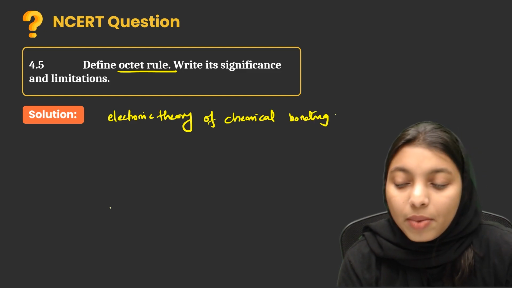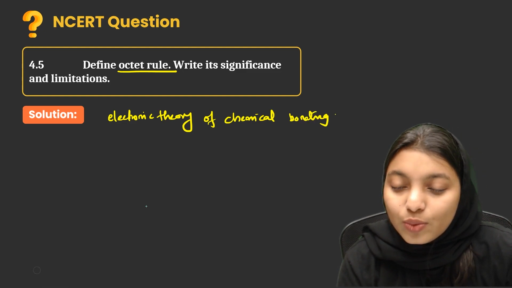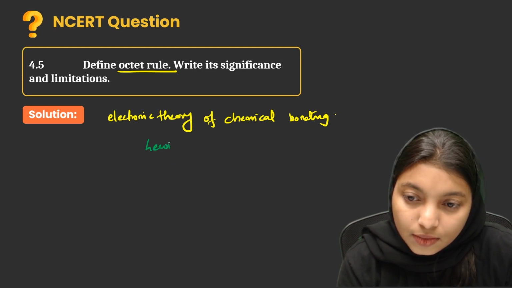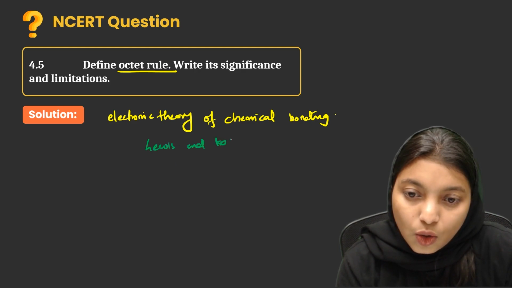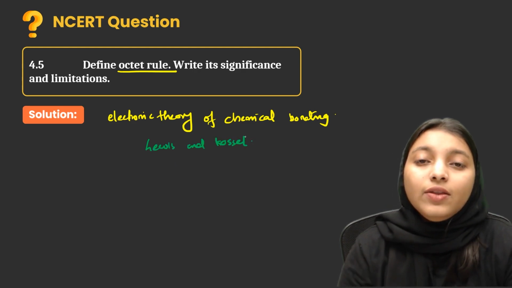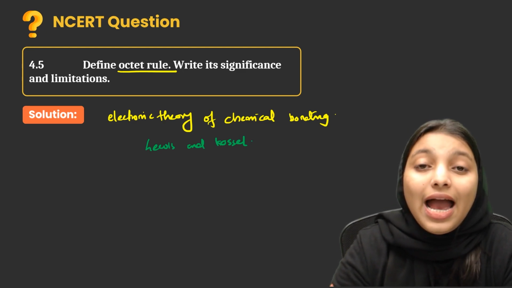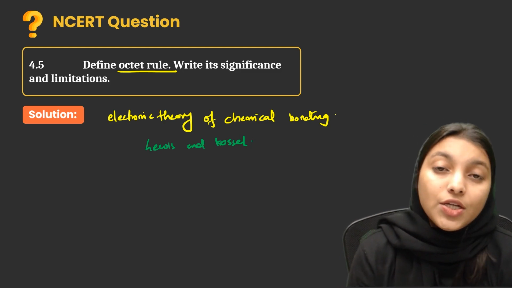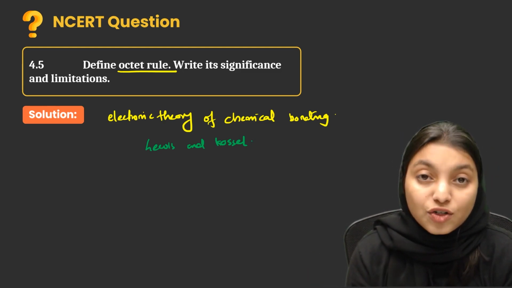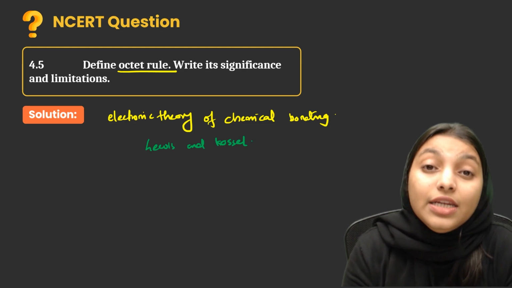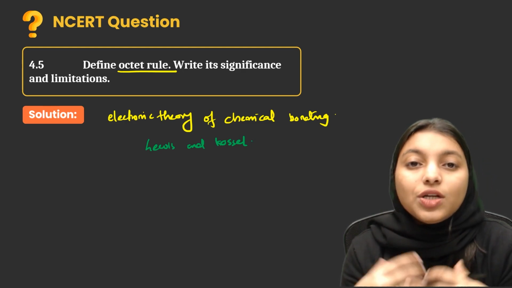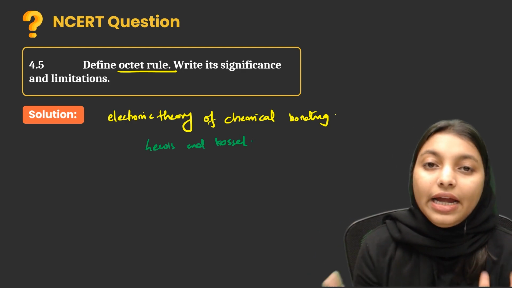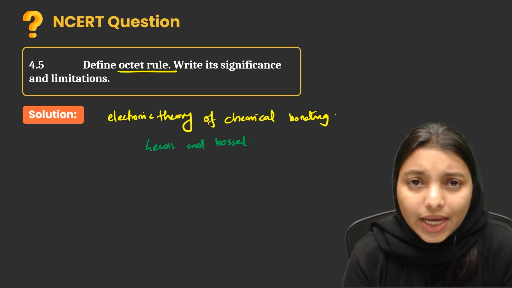It was given by the two scientists Lewis and Kossel. Lewis and Kossel have given this theory. So according to this theory, atoms can combine either by transferring their electrons with each other or by sharing their electrons in order to attain the nearest noble gas configuration and become stable. That is the particular idea of this octet rule.